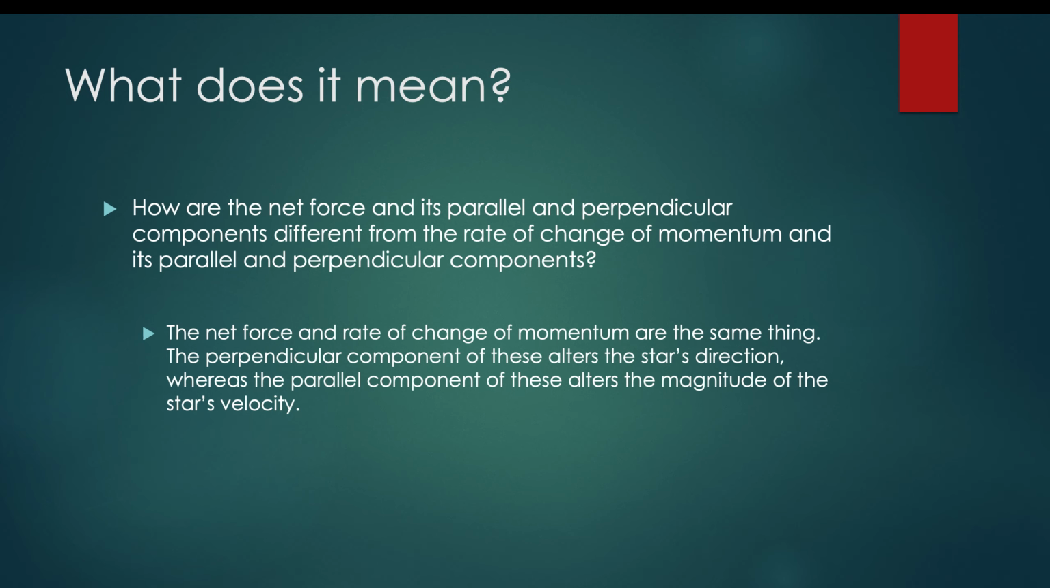Well, how are the net force and its parallel and perpendicular components different from the rate of change of momentum and its parallel and perpendicular components? Really, the net force and the rate of change of momentum are the same thing. So what's different are the components. The perpendicular component of the net force and the rate of change of momentum alters the star's direction, whereas the parallel component of these alters the magnitude of the star's velocity.